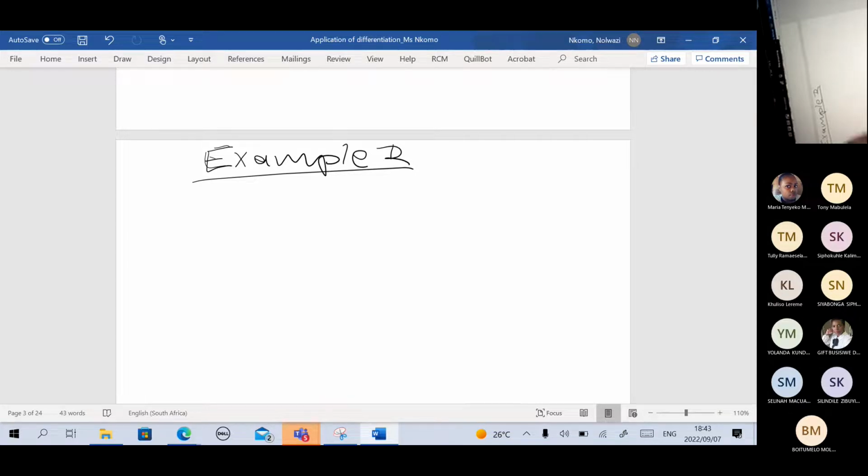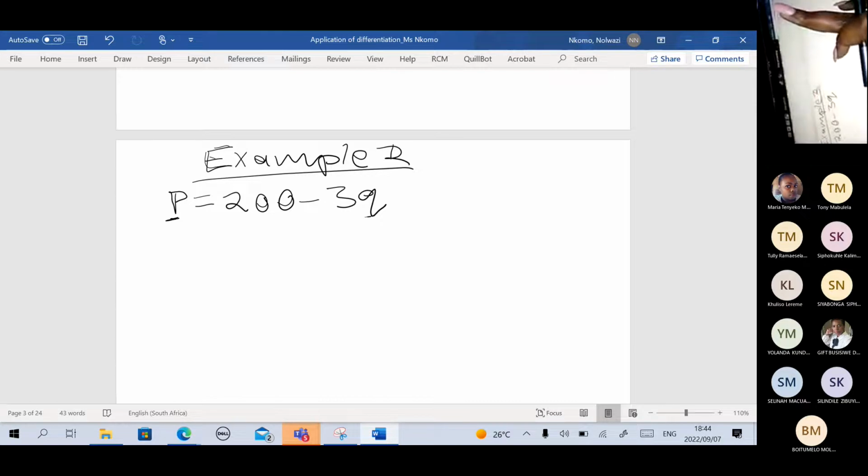Let's say again, we are given a demand function as P is equal to 200 minus 3Q, whereby this P represents the price per unit and this Q represents the number of units produced and sold. We are trying to apply the process of optimization here.